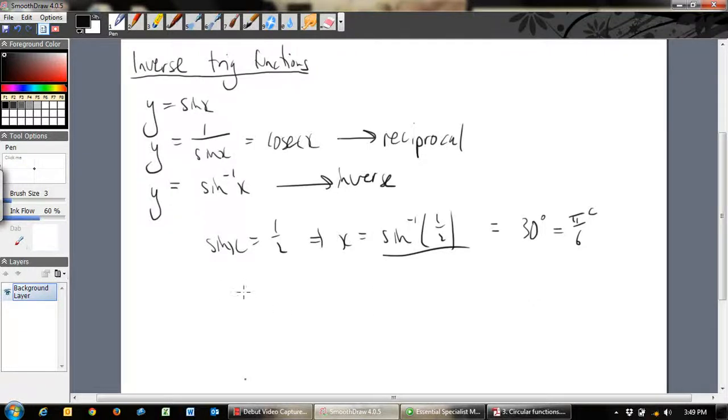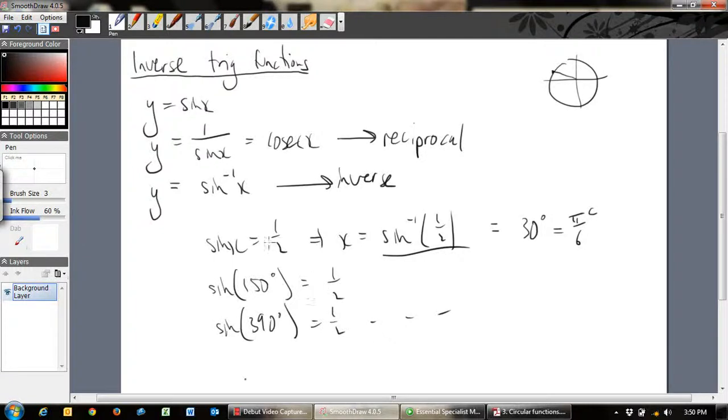Let's say 150, okay? What's the sine of 150 degrees? Okay, you think about it. If you type this into your calculator, sine of 150 degrees equals a half. Holy crap, okay. So what's happening here? Try sine of 390 degrees. You'll get a half. There's all sorts of different solutions to this, not just x equals 30. So what is going on here?